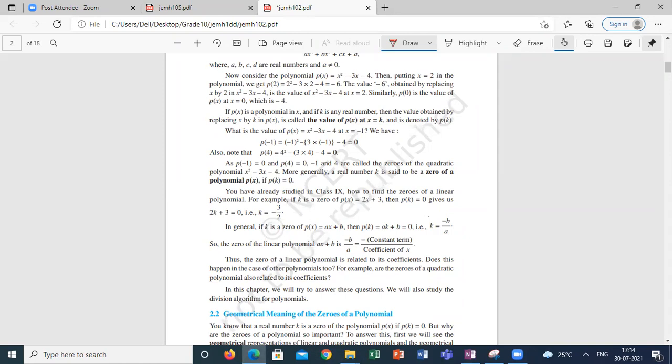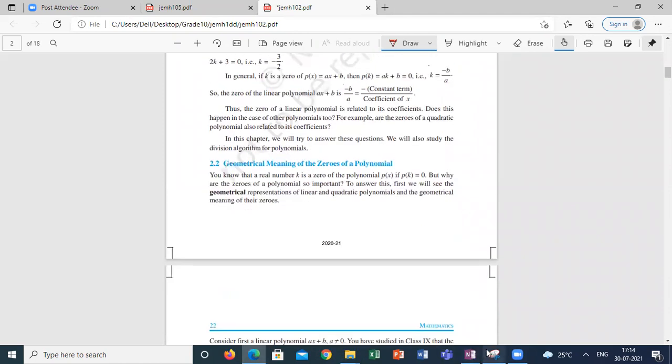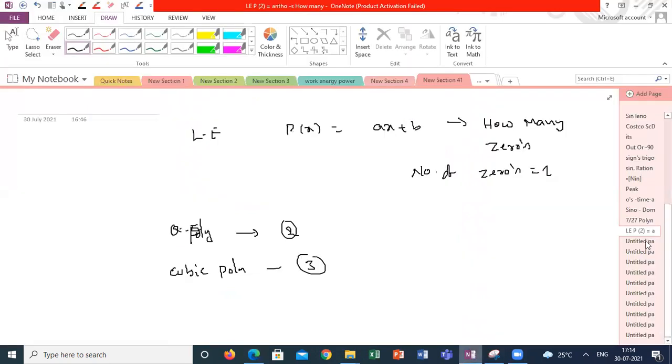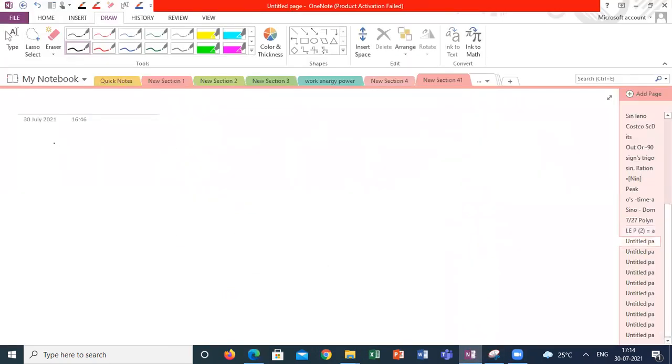what is the geometrical meaning of zero of a polynomial? First of all, what is the meaning of geometrical discussion of the polynomial? What is meant by geometrical discussion? We have already done it. What is meant by it?